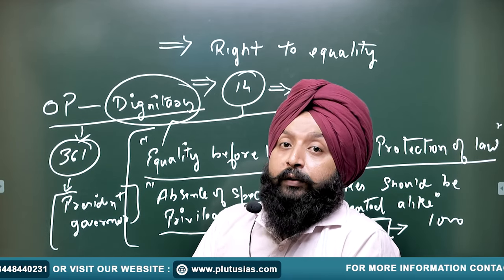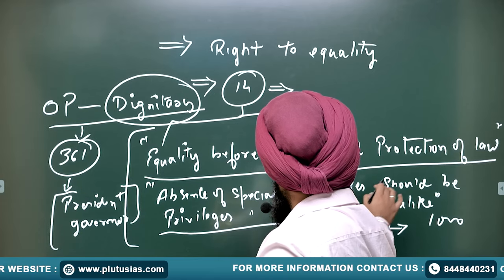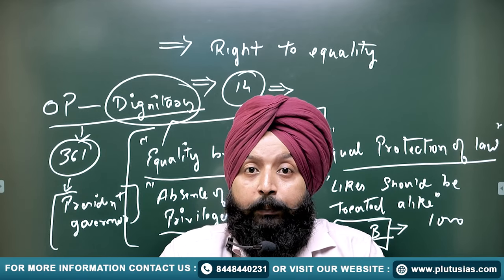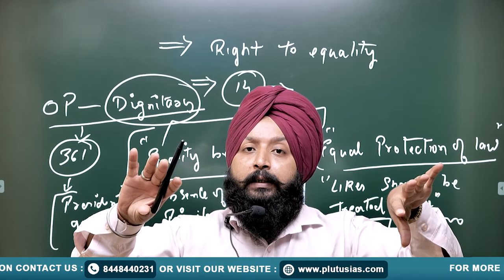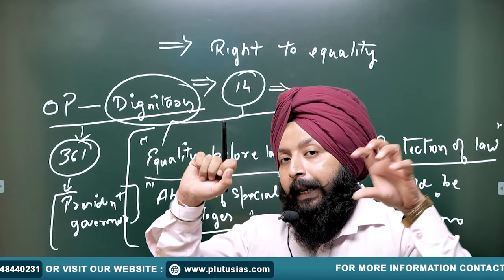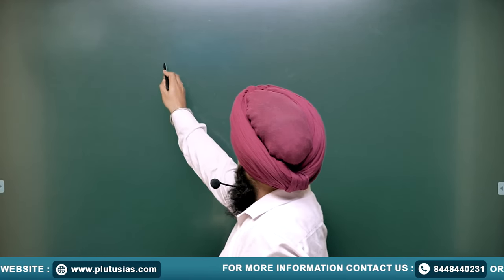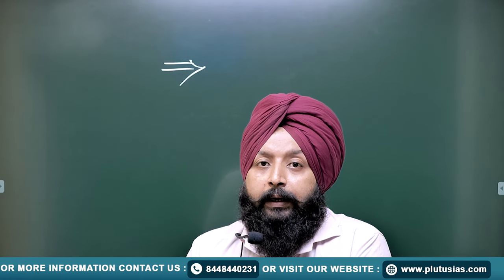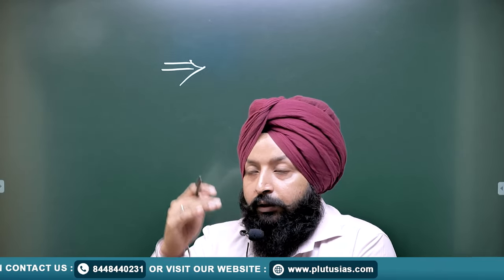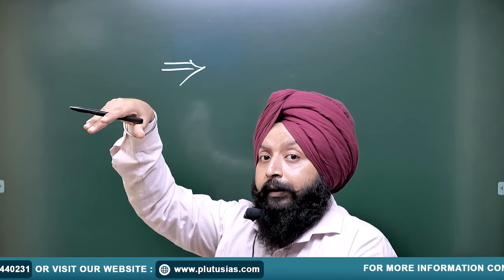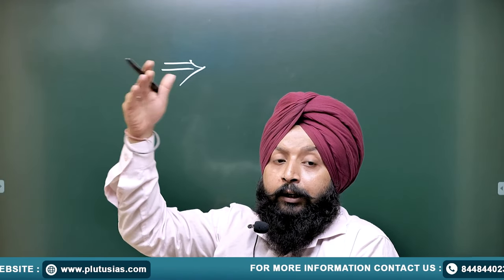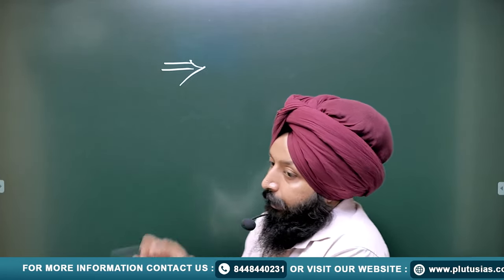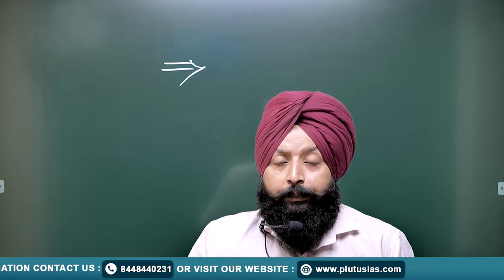But in furtherance of that, it says likes should be treated alike. That means people who are not situated in similar conditions, or who are situated in different circumstances, should not be treated alike. That means, in a single expression, I will try to explain that people situated in similar circumstances should be treated in a similar manner, and those who are not situated in similar circumstances need not be treated in a similar manner. I'll give you a very simple example. You will understand with the help of that example the concept of equality before law.